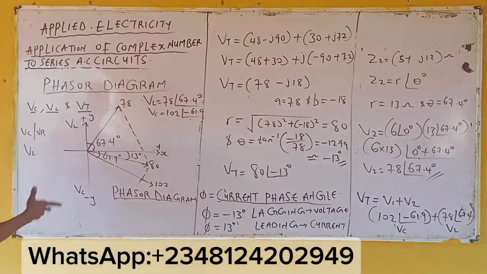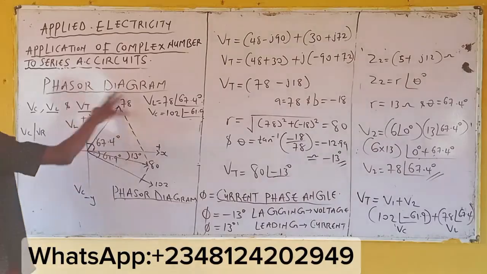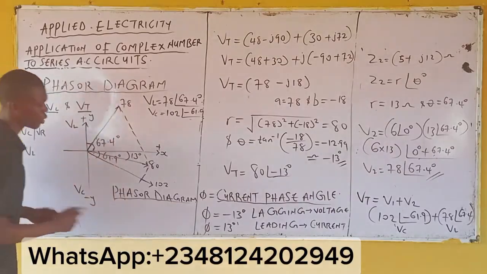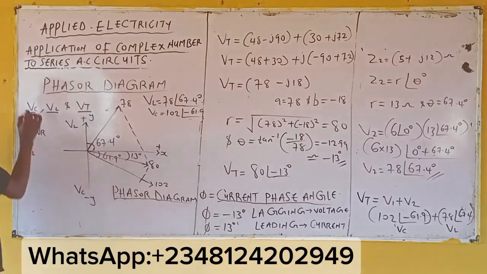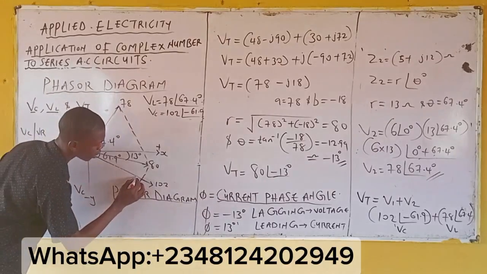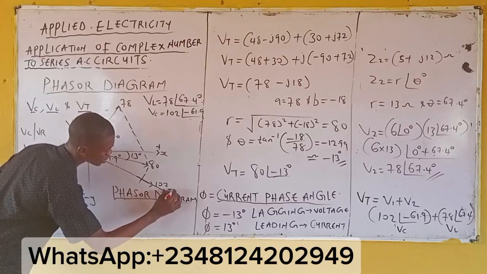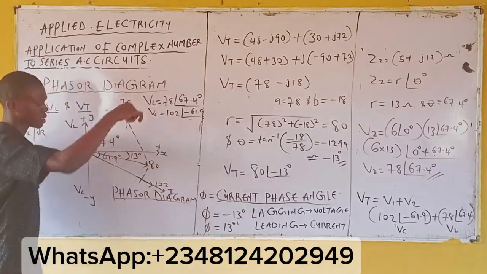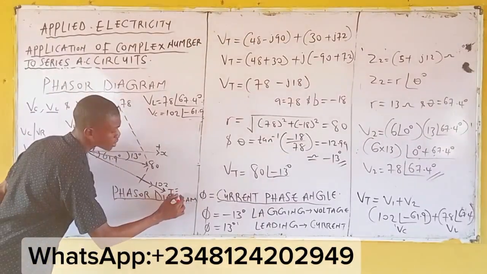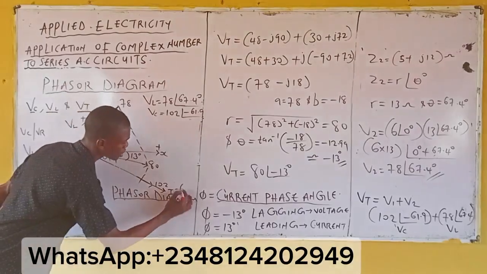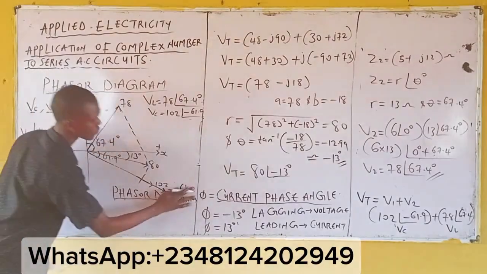What if the question says to indicate the value of current? Indicate the value of current using your Phasor diagram. Same idea. What you are just going to do is use this same line, meaning the voltage of your capacitor or the voltage of your resistor. So you indicate your current value here, meaning you have something like this. And what's the value of current in that circuit? 6 at 0 degree.